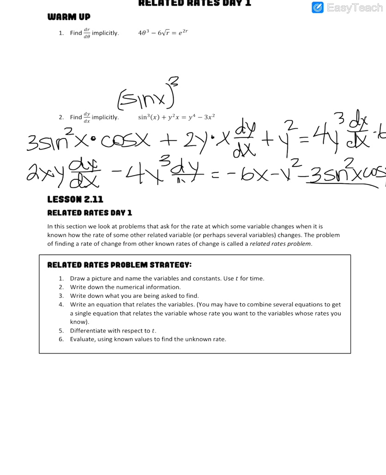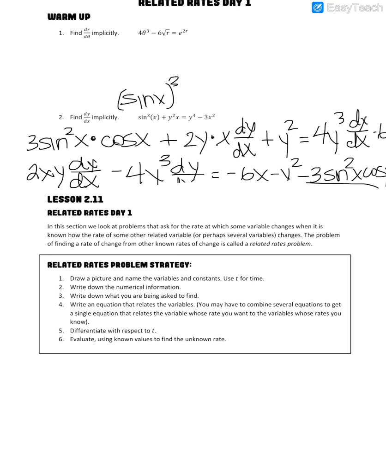Strategy number 1, draw a picture, name all the variables and constants. Everything when we do related rates relates back to time. Okay, so let's talk about that. Filling a cup example with your faucet. As you're filling it, how full it is depends on the time at which you are filling it. So if it's 1 second in or a minute in, it just depends.